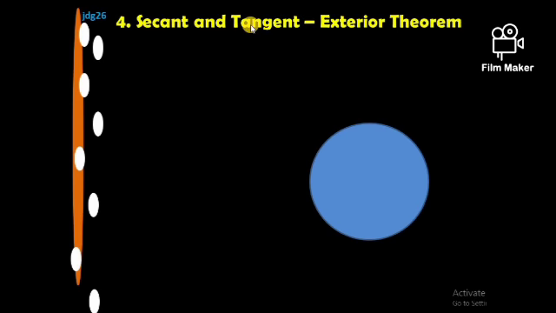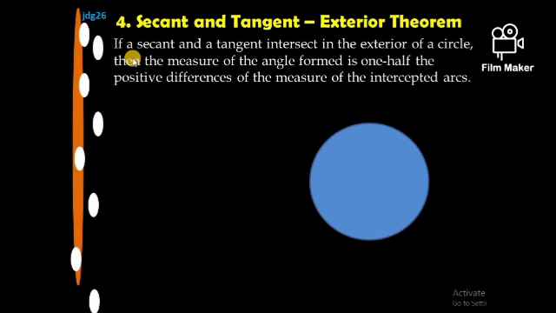Number 4, secant and tangent exterior theorem. So, ito naman ay isang secant at isang tangent na nag-intersect outside the circle. If a secant and a tangent intersect in the exterior of a circle, then the measure of the angle formed is 1/2 the positive difference of the measures of the intercepted arcs.